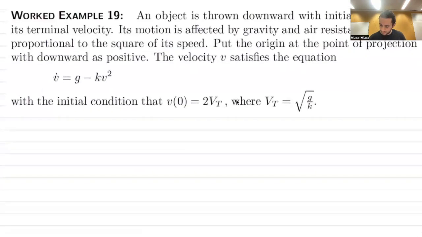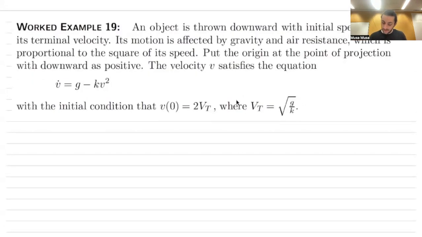Done. I think I just have one more question here, and then we're finished. So an object is thrown downward with initial speed twice its terminal velocity. I guess you can maybe find its terminal velocity already. Its motion is affected by gravity and air resistance. Initial speed, that's not only that, twice its terminal velocity. Its motion is affected by gravity and air resistance, which is proportional to the square of its speed.